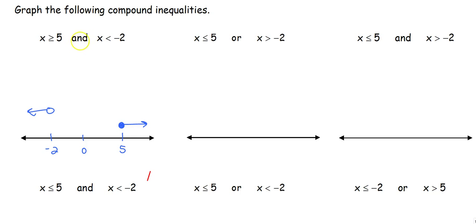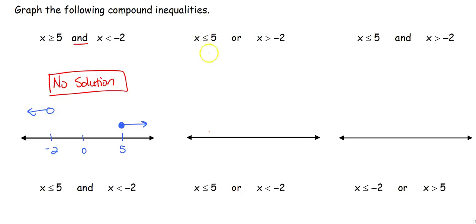So I look at the fact that I have an and graph this time. And remember, the and graph is where do they overlap? Well, these two lines, they don't overlap anywhere. They don't have anything in common. Since they don't have anything in common, this is going to be a no solution graph. There are no numbers that they share.